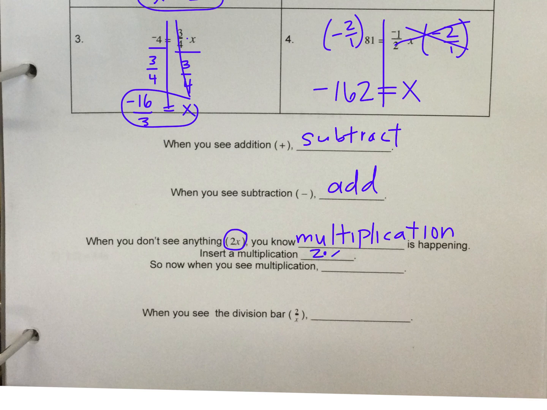So it'd be 2x like that. And now when you see multiplication, you know you divide. And when you see the division bar like that, you know to multiply. So just do the opposite to move something to the other side of the equation or out of the house. All right, take these notes, show them to me, you'll be good to go.